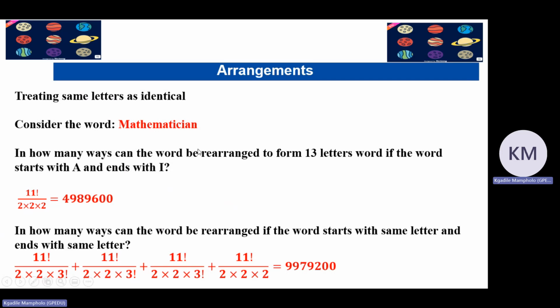So because we didn't specify, we must include all the possibilities. The first possibility is when that same letter is M. If that same letter is M, it means M is not repeating. So it means now only T, I, and A will be repeating.